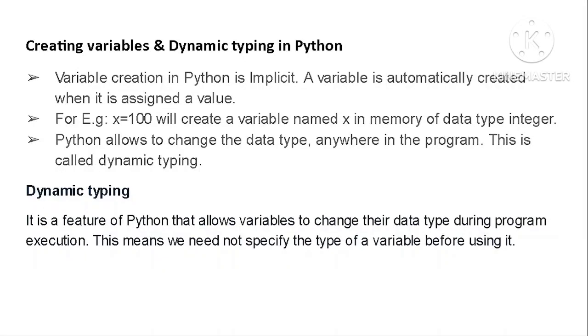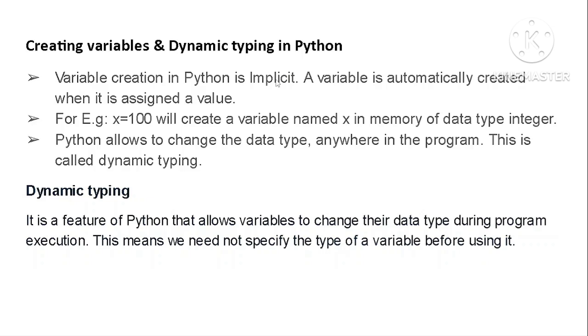Creating variables in Python is implicit. What do you mean by implicit? You need not tell Python that I am going to create a variable called x, that it is of integer data type and other things. There is no syntax to declare a variable. If you want to create a variable, you just assign x equal to 100 or s equal to string 1. Whatever value you wish to assign, when you do that, the variable is automatically created. That's why we say variable creation in Python is implicit.